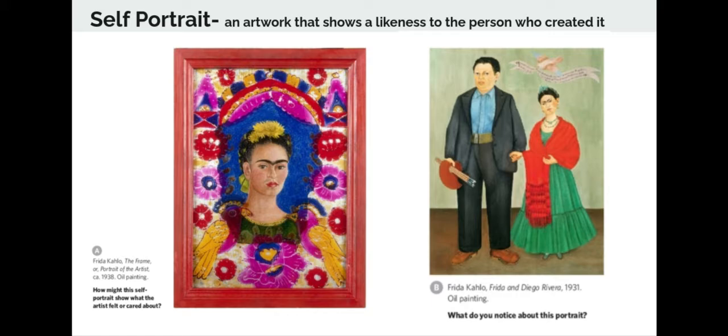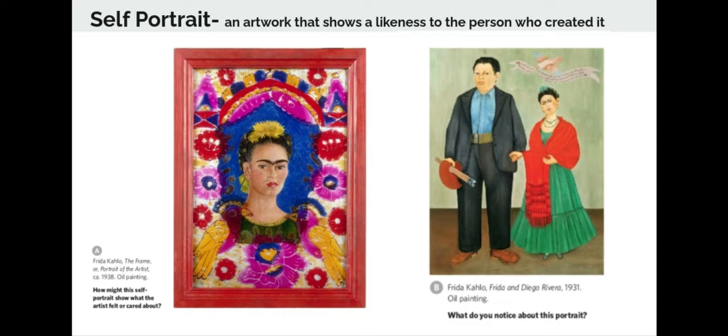These are two self-portraits created by Frida Kahlo. They are very similar, but different at the same time. Portrait A, called The Frame, has an image of Frida from the chest up. It just shows her head and a background and a picture frame around the artwork.